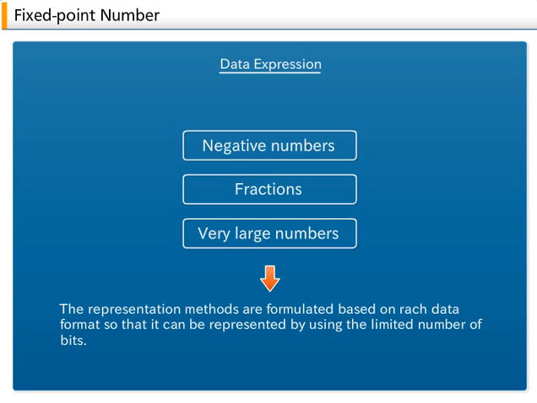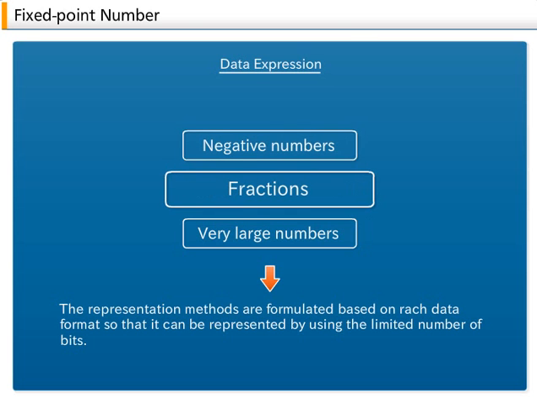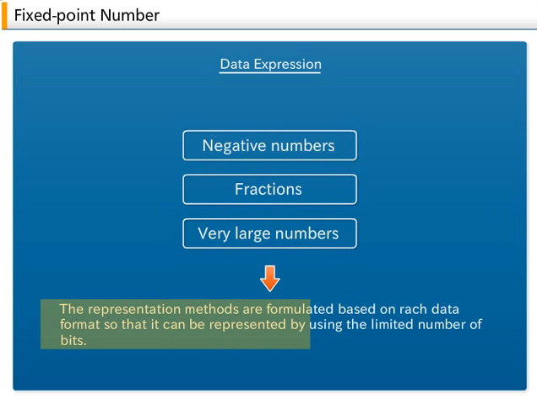Fixed point number. Up until now, we have studied the basic radix representations of binary, octal and hexadecimal numbers. All of the data that is processed on a computer is represented in binary numbers. However, there is a need to represent negative numbers and fractions as well as very large numbers. For this reason, the representation methods are formulated based on a raw data format so that it can be represented by using a limited number of bits.